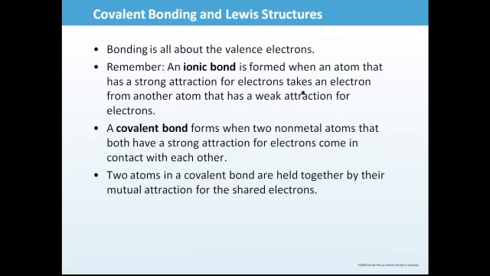Alright, so again, the first thing we're going to be looking at is covalent bonding. Remember we just mentioned a moment ago that bonding is only with the valence electrons. In other words, the outer shell electrons. The inner shells are already filled, so they're not going to be involved in bonding because they don't need any more electrons to be filled.